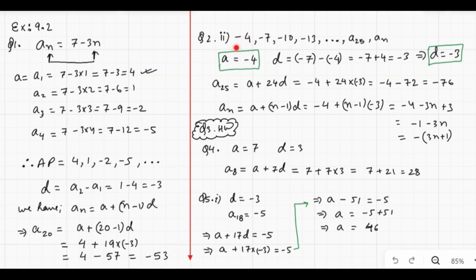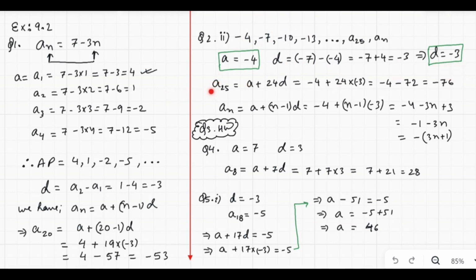Here, the next question, AP is given: minus 4, minus 7, minus 10, minus 13, and so on, A25 and AN. We have to find the value of A25, that is the 25th term in this AP. First of all, A is equal to minus 4, which is the first term here, and we will find D, the common difference, which can be found by A2 minus A1, second term minus the first term. Here we have minus 7 minus of minus 4, that is minus 7 plus 4, that is minus 3. D is equal to minus 3.